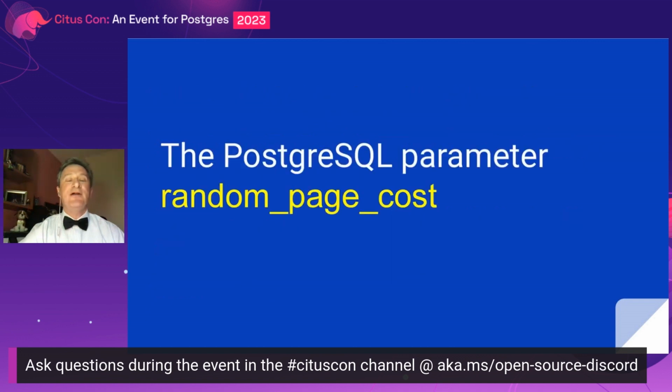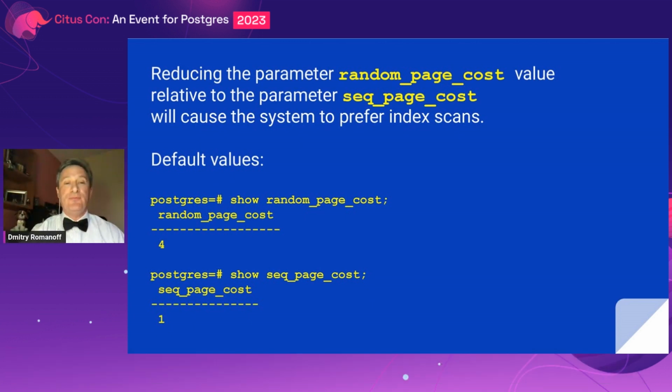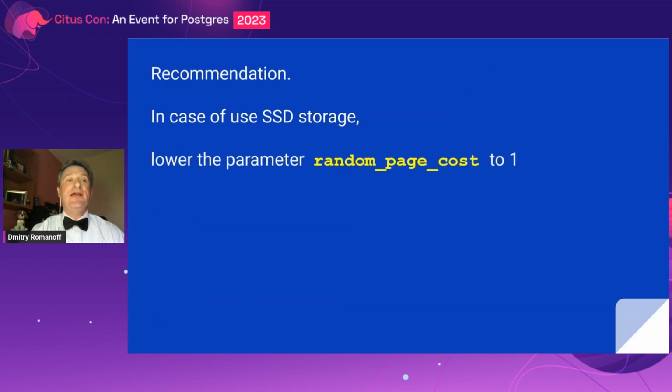The Postgres parameter random_page_cost. Reducing the parameter random_page_cost value relative to the parameter seq_page_cost will cause the system to prefer index scans. The default value for the parameter random_page_cost is 4. My recommendation, in case you are using SSD storage, is to lower the parameter random_page_cost to 1.